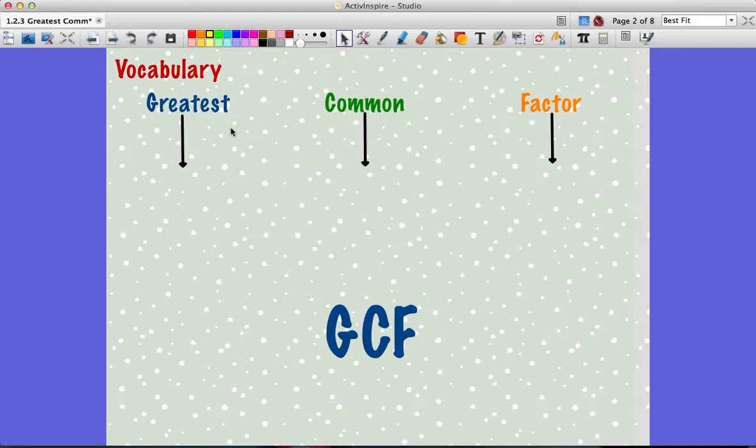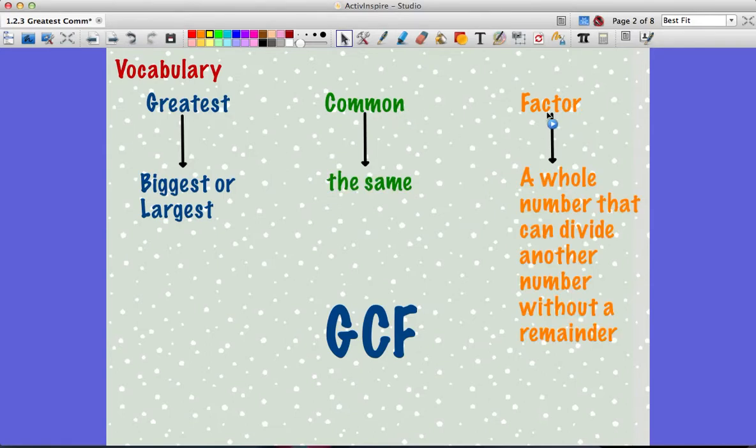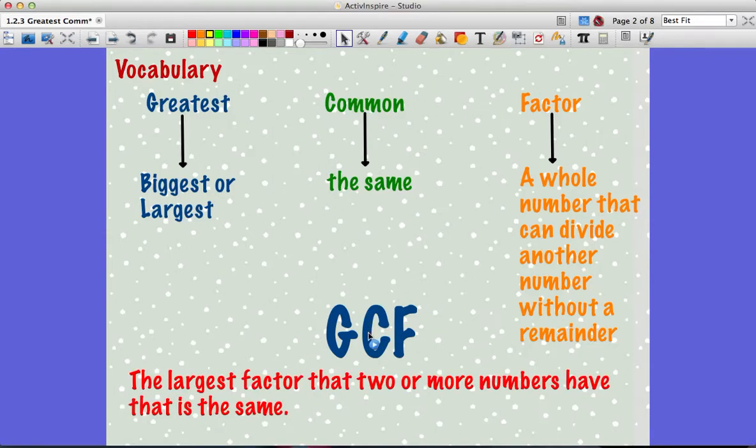Right, again, vocabulary. So we have to think of the word greatest. Greatest means the biggest or largest. Common means the same. And factor is a whole number that can divide another number without a remainder. So we're trying to find the biggest number that can divide another number without a remainder that two numbers have that is the same. To make that a little bit easier, we define the GCF, or greatest common factor, as the largest factor that two or more numbers have that is the same.